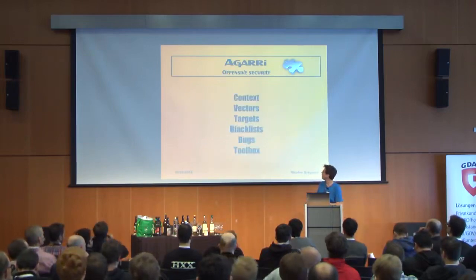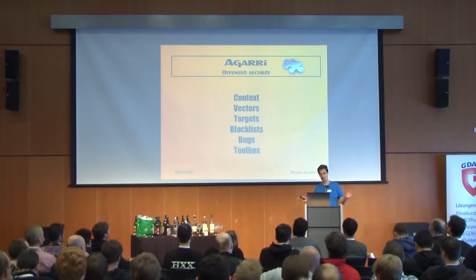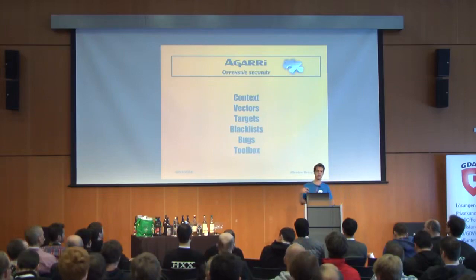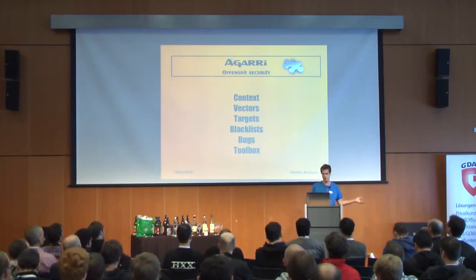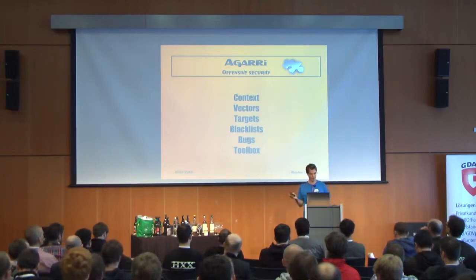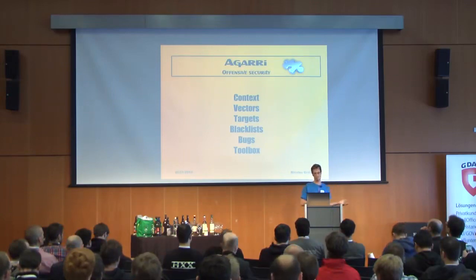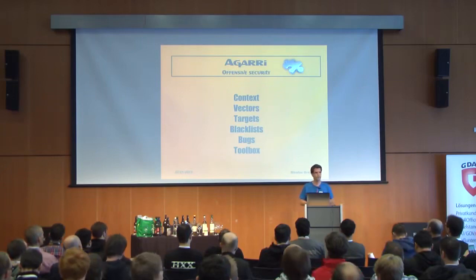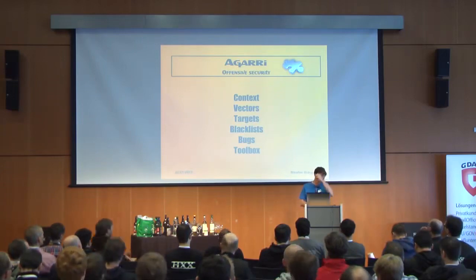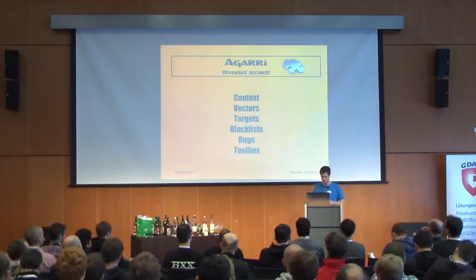So I will give you some context. What did I try and where? Vectors, which are features we can use or abuse to browse URLs. Targets, which are destinations we want to reach. Blacklist, because it's the most common protection measure you will meet. Bugs, which are real-life vulnerabilities coming from bug bounties. And then a quick overview of the toolbox.